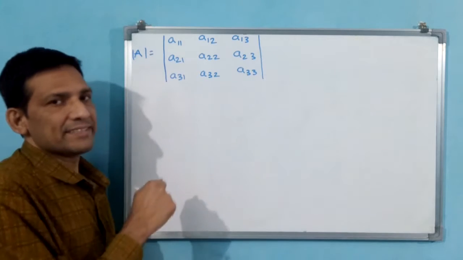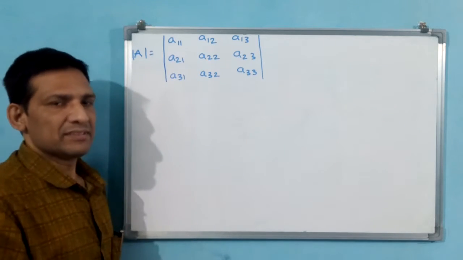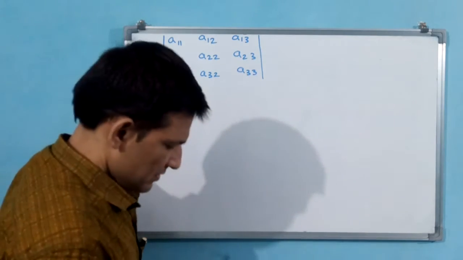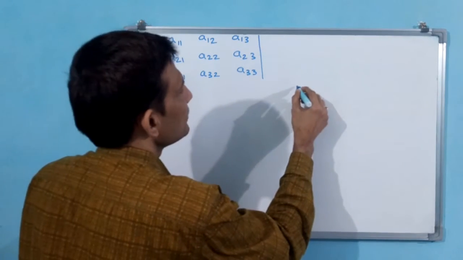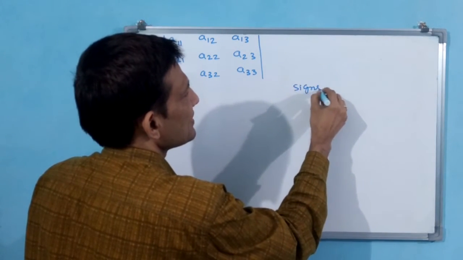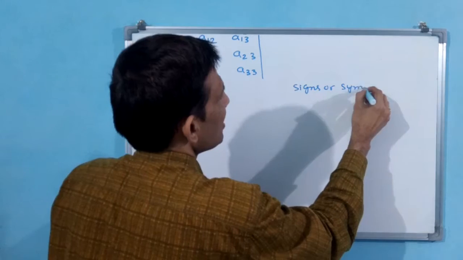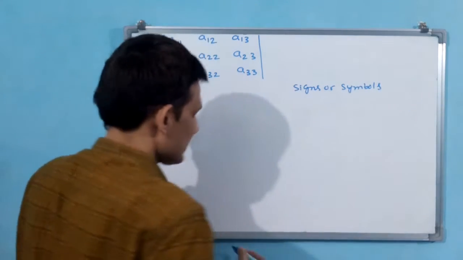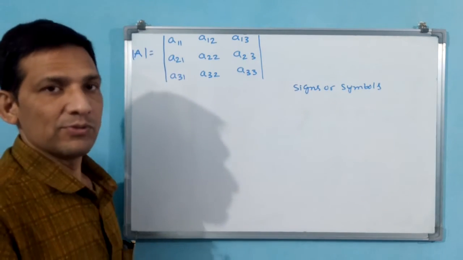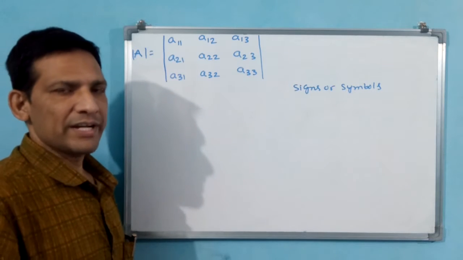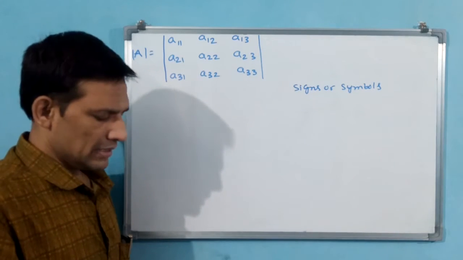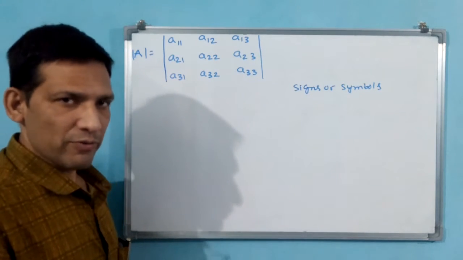We require signs. Signs are symbols. Those are very important. I am writing here like this. What are those symbols or signs? Positive or negative: negative sign, positive sign, negative symbol, positive symbol. These are very important to find.